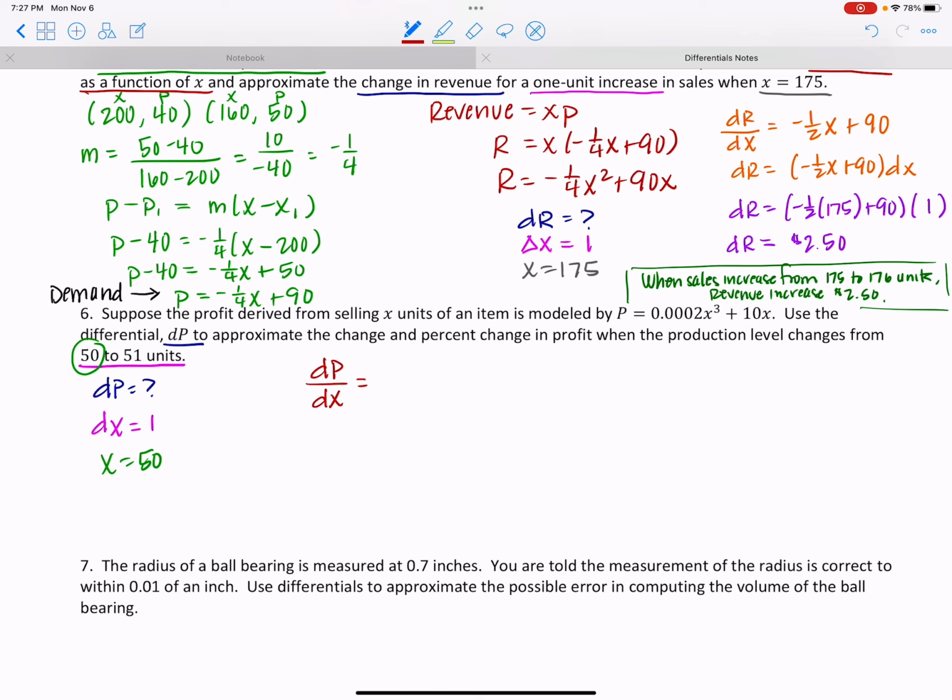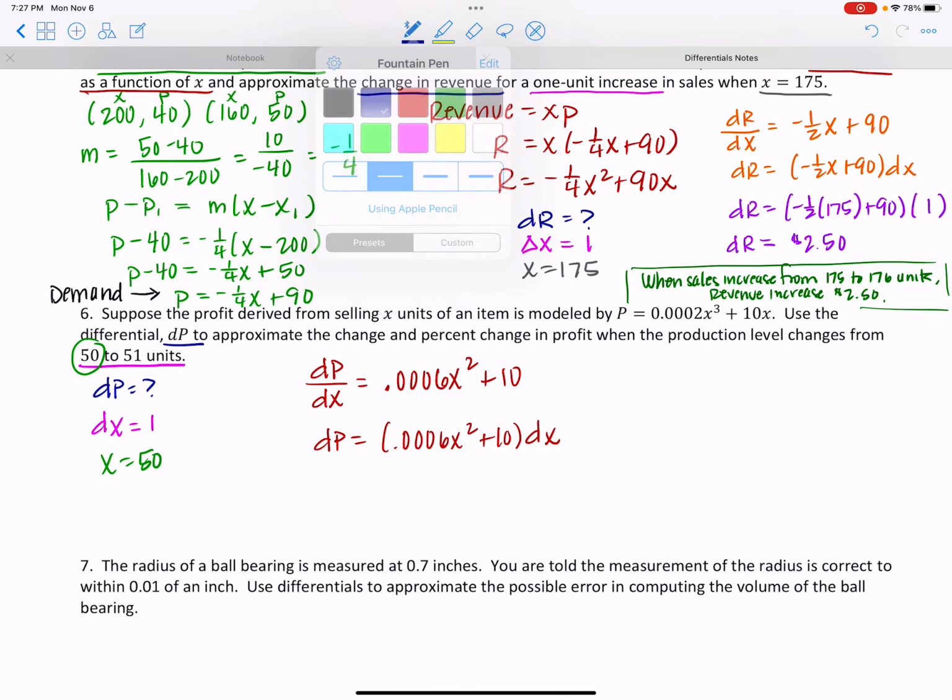We multiply 0.0002 by 3, which gives us 0.0006. Subtract 1 from the exponent, so it becomes an x squared. And then the derivative for 10x is just going to be 10. So dp is going to be the quantity that we just got multiplied by dx. Alright, now we're going to plug in.